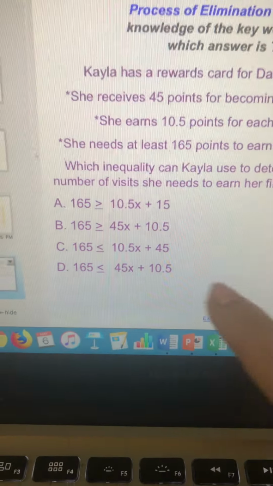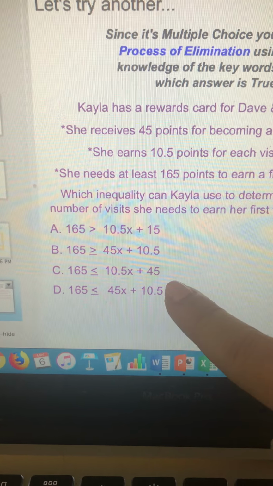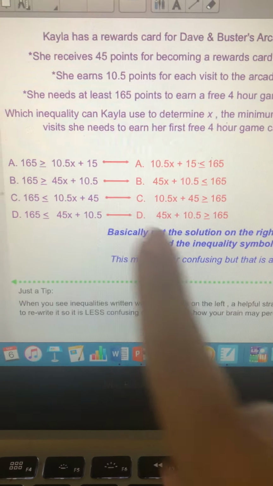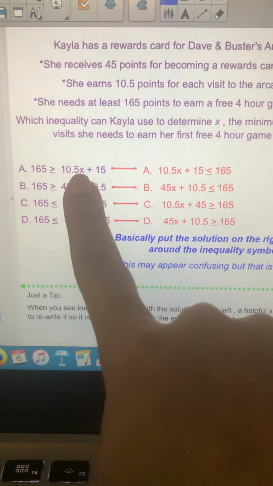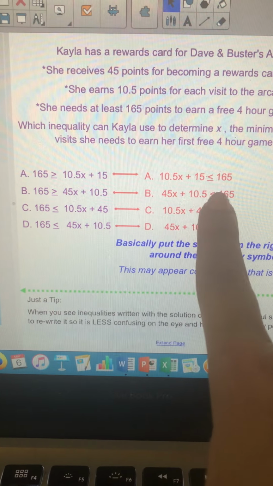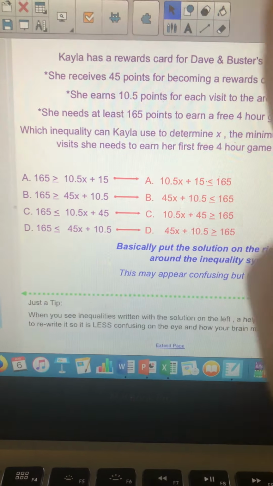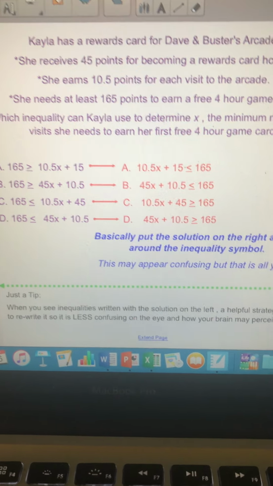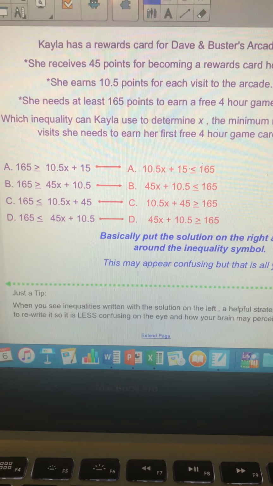Okay? So in this particular problem, all of our inequalities are not written in the form that we like to see them. So we rewrite them. Notice every time the expression on the right moved over to the left, the inequality sign switches, and then your solution moves to the right. Okay, and that's what I did for A, B, C, and D. I did it for all of them for you.